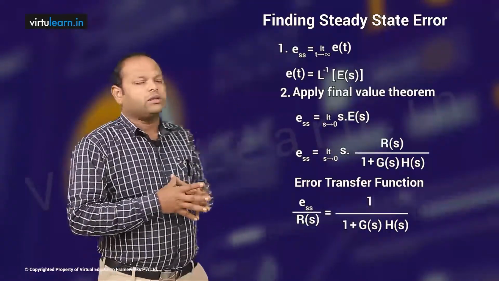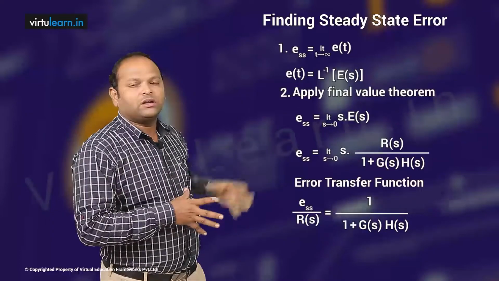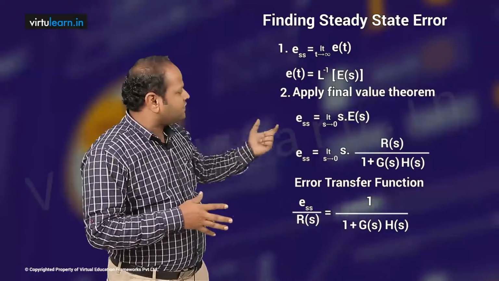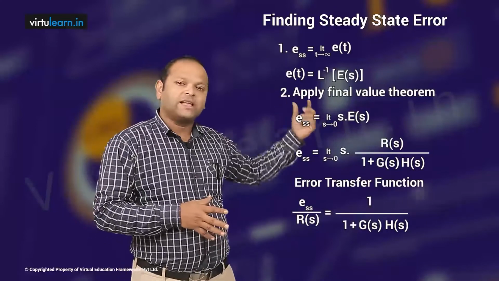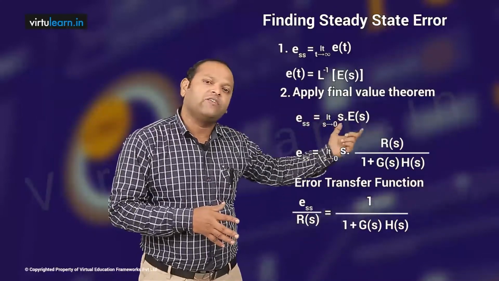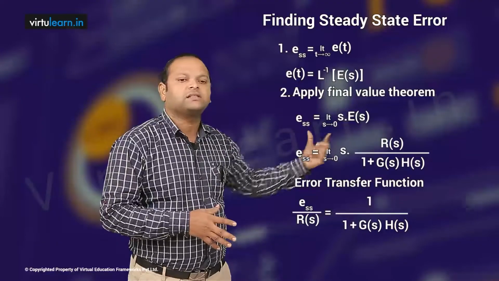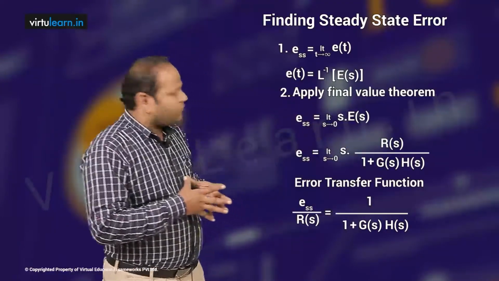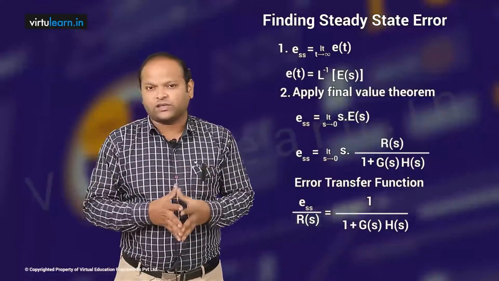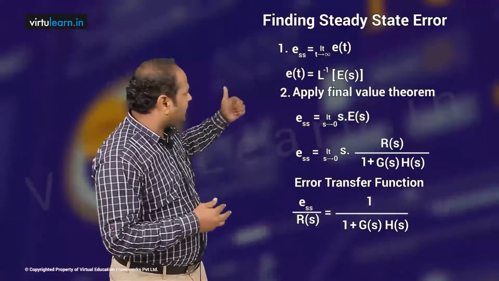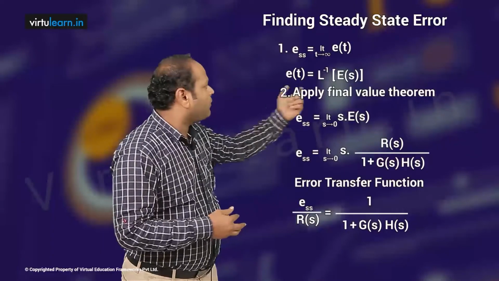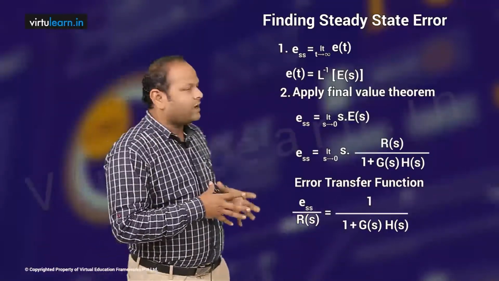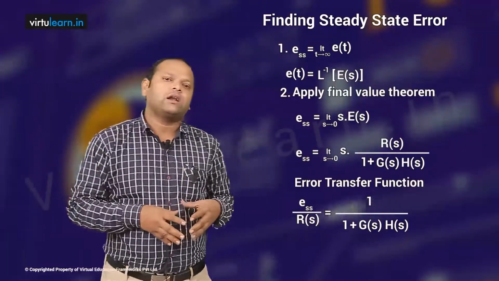Out of all these, generally we go with the second method. ess is equal to limit s tends to 0 of s into E(s), where E(s) is R(s) by 1 plus GH(s). Sometimes we can also write the error transfer function. The error transfer function is E(s) by R(s) is equal to 1 by 1 plus GH(s). So this is about my error function as well as the error transfer function.